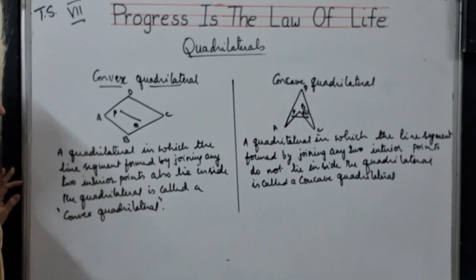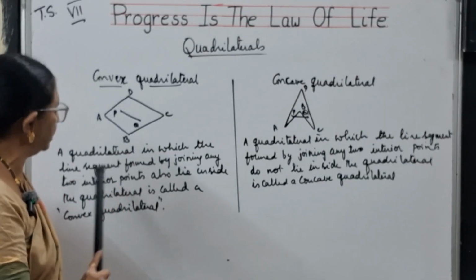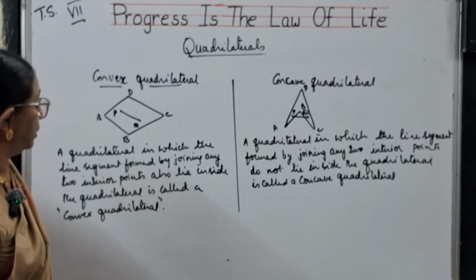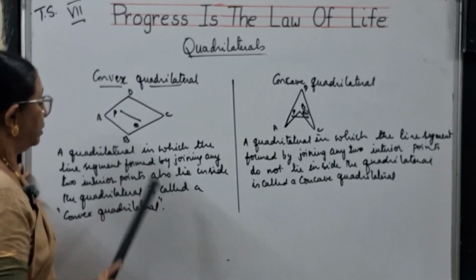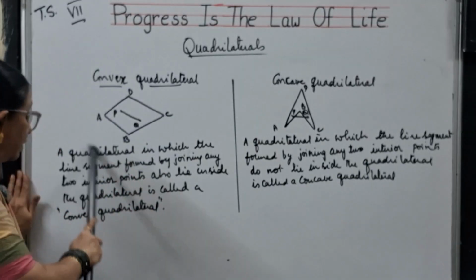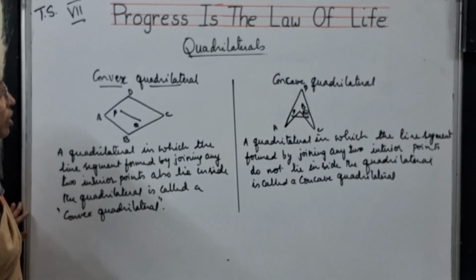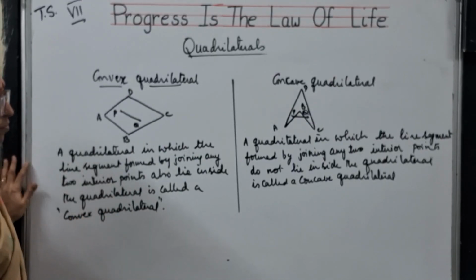So like this, any two interior points, remember children, only interior points. Any two interior points if you join, the line segment that is formed, if it also lies inside the given quadrilateral, then that quadrilateral is called a convex quadrilateral.